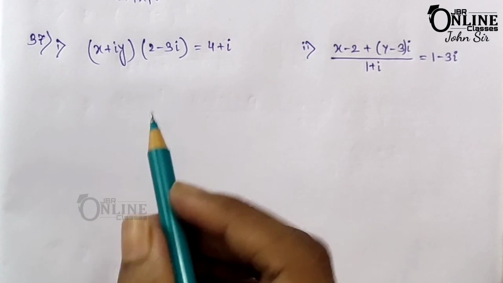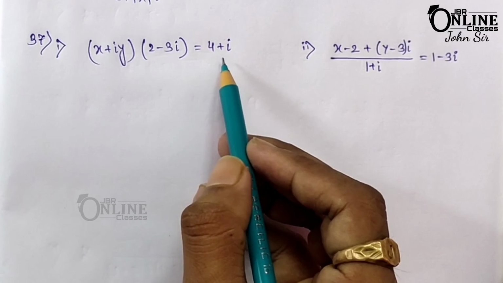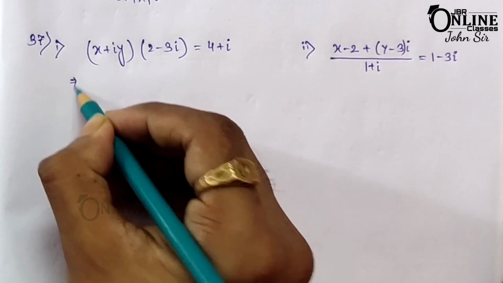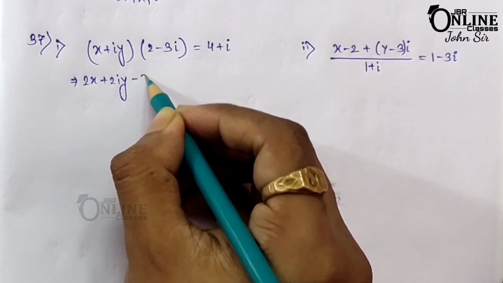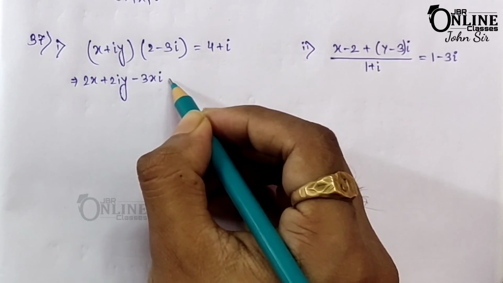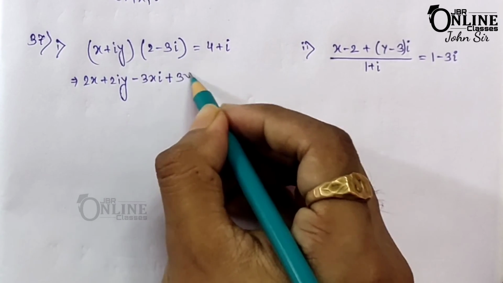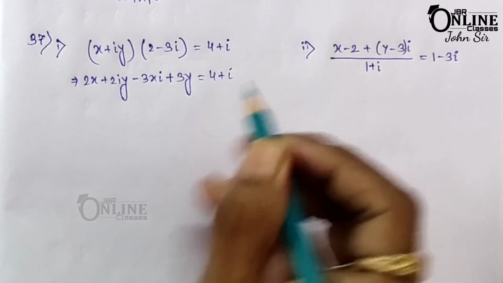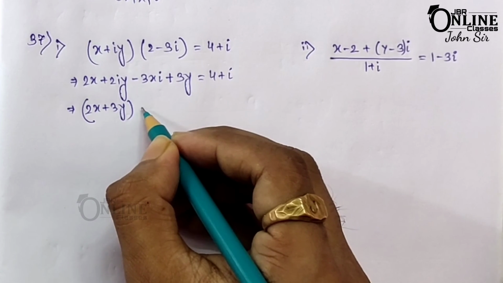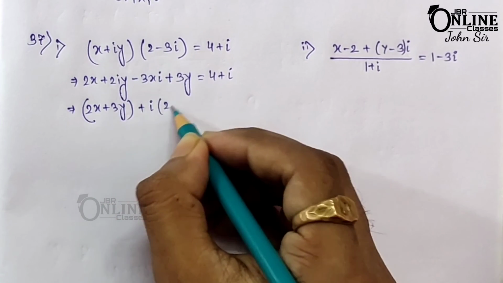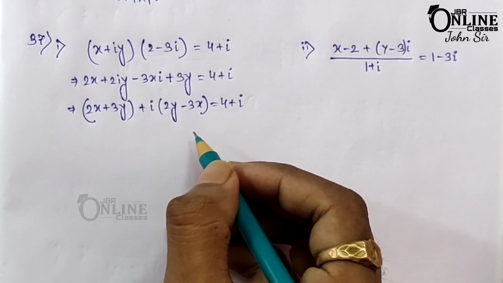Now sum number 37. Here x plus iy into 2 minus 3i equals 4 plus i. So first you have to multiply, it will be 2x plus 2iy, then minus 3xi, the last one will be minus, as i square is minus 1, so it will be plus 3y, that equals 4 plus i. So here the real part is 2x plus 3y, then if i is common, it becomes 2y minus 3x, and that equals 4 plus i.